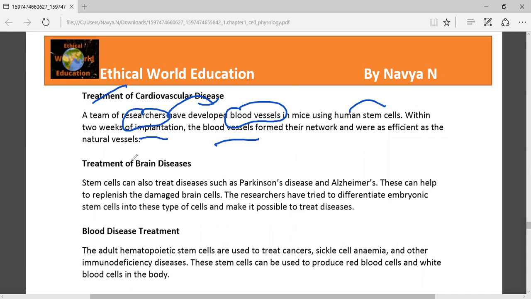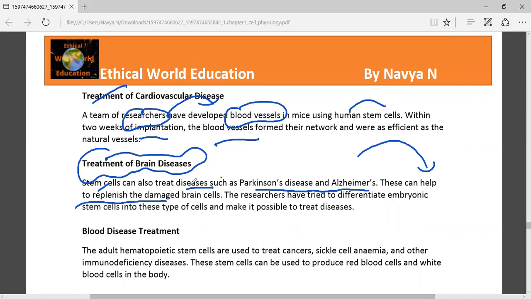Another important application is the treatment of brain disease. These stem cells are also used to treat diseases such as Parkinson's disease and Alzheimer's disease. They help to replenish the damaged brain cells. They replace them, and researchers have also tried to differentiate embryonic stem cells into many types of cells, which makes it possible to treat brain disease.